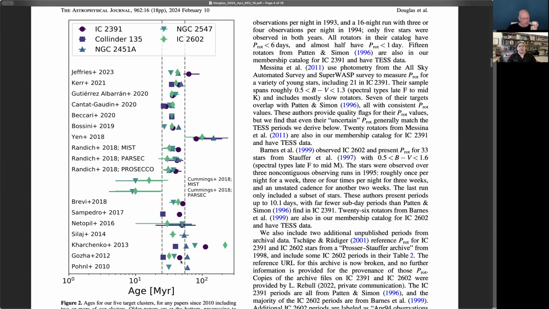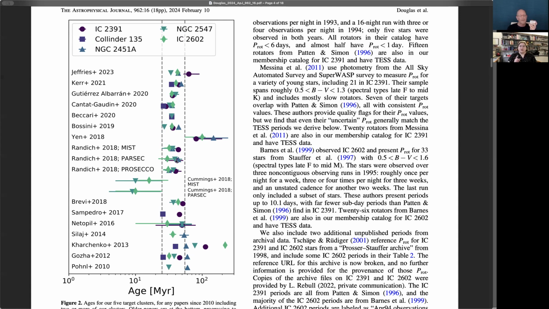IC 2391 is often on the older end, but not always. And so what we decided was that most of these measurements fell between 25 and 55 million years, which is those vertical dashed lines. So we just decided to say all of our clusters are one age population. We're going to combine them all together and say it's 25 to 55 million years old. Fair enough. That turns out to be enough for the point that we are at with the models as well. Okay, fair enough. So good.